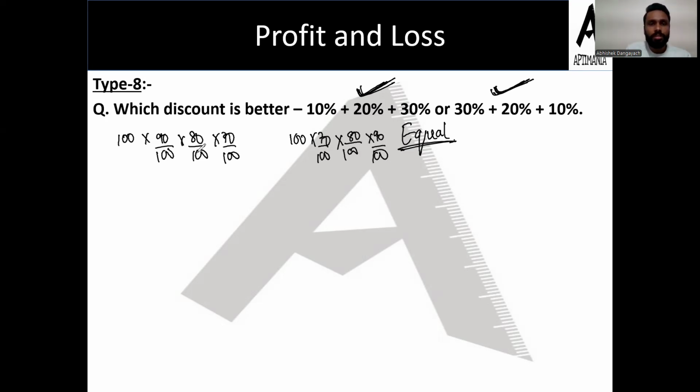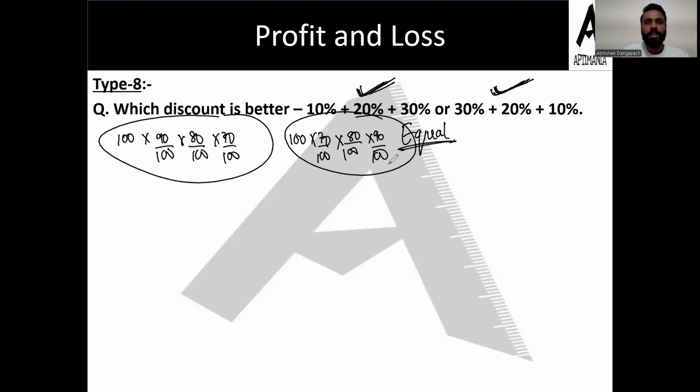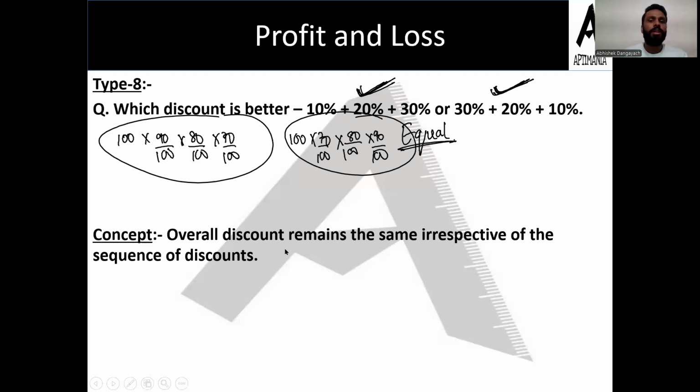Just need to observe. In both cases you are multiplying the same values. How does it matter what the sequence is? The result will be the same. So the basic concept is that in this case shuffling of discounts never creates a difference. You are multiplying the same values in different sequences, there won't be any kind of difference between the two. Both the discounts are equal. So the concept is overall discount remains the same irrespective of the sequence of discount. Whatever sequence of discount you offer, your overall discount remains the same.